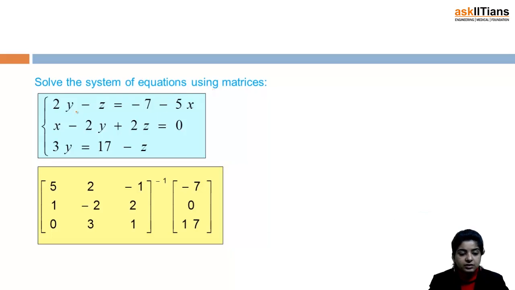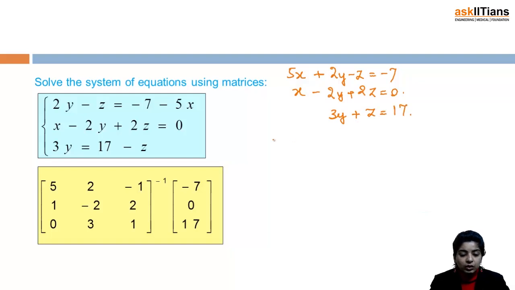And the system is this. Now see, this system is not at all arranged, and the maximum number of students would commit the silly mistake of taking the coefficients as incorrect numbers. So first of all, arrange this system in the standard form. I take 5x there, so we have 5x plus 2y minus z is minus 7. Then I have x minus 2y plus 2z is equal to 0, and then x is not there, so I have 3y plus z equal to 17.